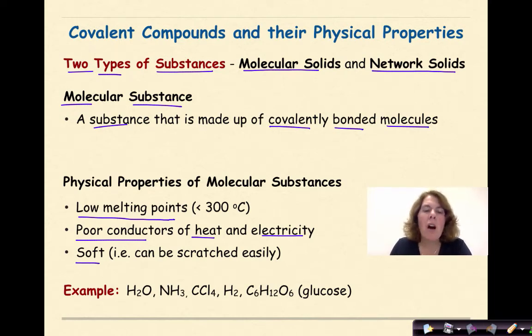So examples are water, ammonia, carbon tetrachloride, hydrogen gas, and glucose. We look at those and we say, okay, those are just molecular solids. Some are gases, some are liquids. Depends on the situation and the temperature and pressure at which these molecules can be found.